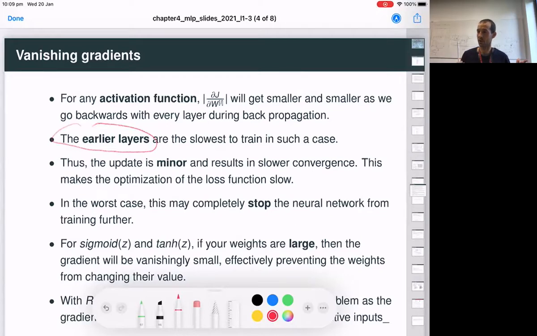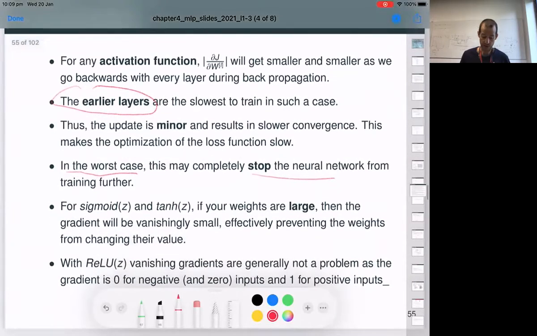You see the intuition of this? And in some worst cases, your neural network will stop training. What causes this kind of trouble sometimes is the sigmoid and the tanh function. Why? Remember the shape of the sigmoid and the tanh function?